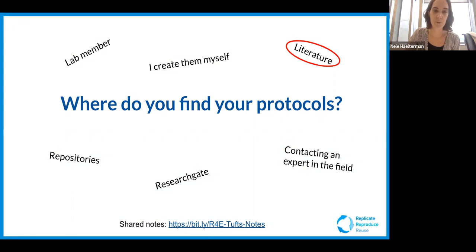If it's a method that your lab is not familiar with, you may want to look for the literature to search for protocols that have been described there. You can look at ResearchGate and ask your question there: how do people do this specific type of experiment? You can contact the author of a paper that describes what you want to do. You can try to create them yourself, but I can tell you it will take some time. And what we'll talk about here is to look for repositories and to make sure that you deposit your own protocols there. Next slide, please.